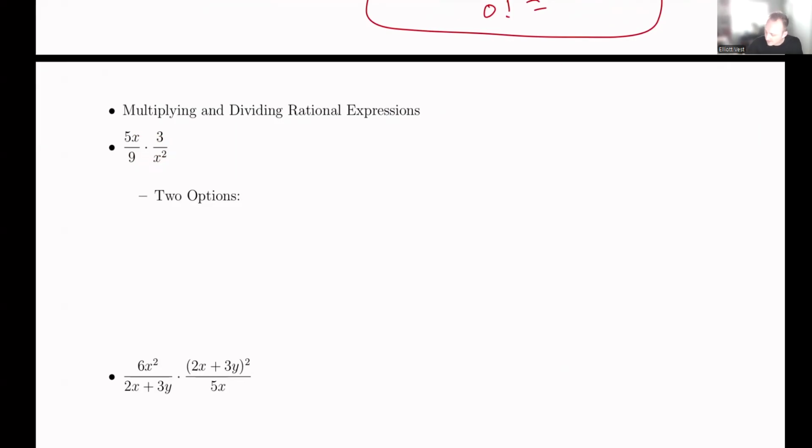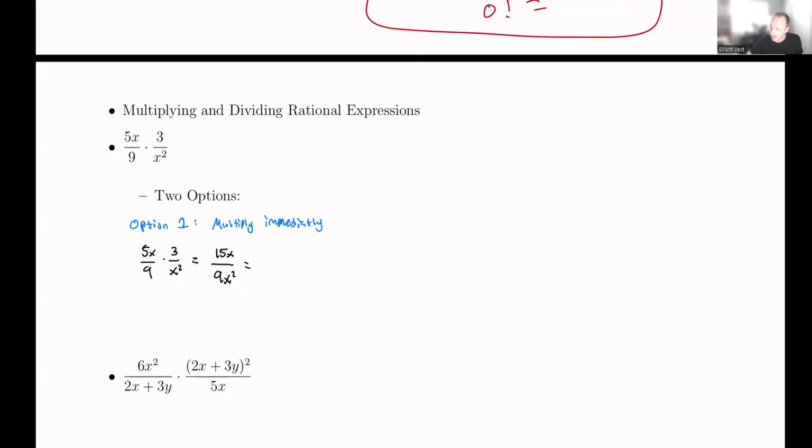Option one, I don't like as much, but sometimes it works. One way we can do problems like this is just multiply immediately. I know fractions are scary, but with 5x over 9 times 3 over x squared, we can just multiply the tops, multiply the bottoms: 5x times 3 is 15x, 9 times x squared is 9x squared, and then work with how we simplify that from there. It looks like one fraction now, so we can just work on it.